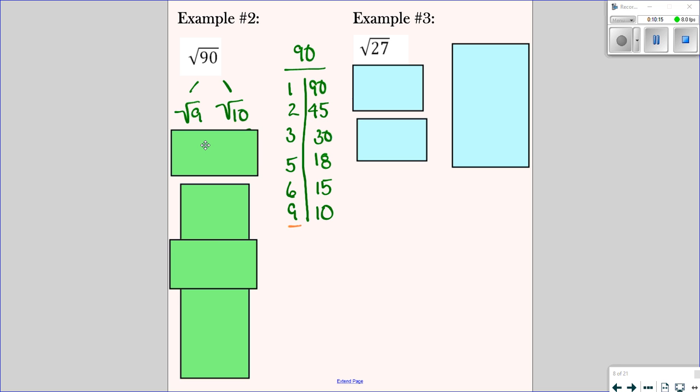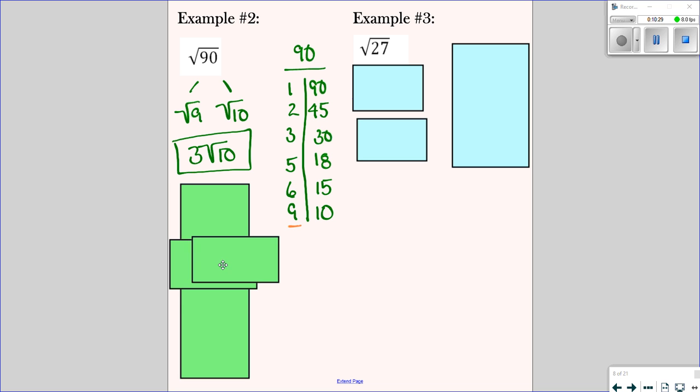Square root of 9 will give you 3, and then 10, even though it's a composite number, it can be broken down to 2 and 5, but 2 and 5 cannot be broken down any further, so you can't do anything with it. So we just leave it as square root of 10. So it will be 3 square root of 10. That is the simplified radical form for square root of 90.